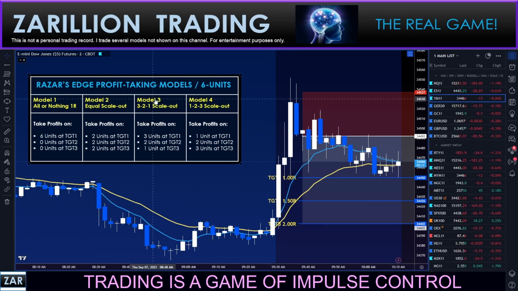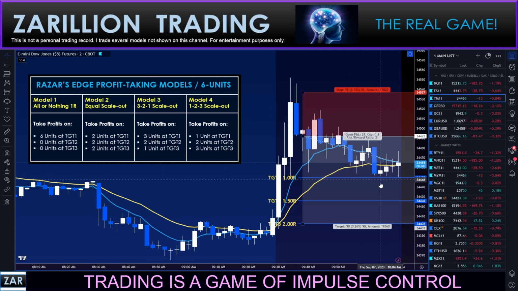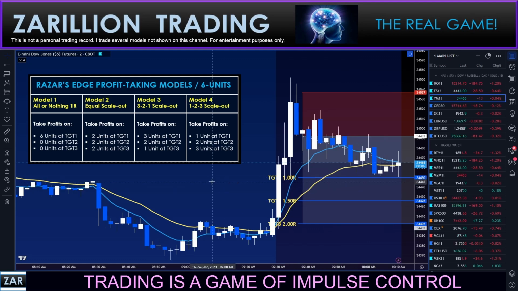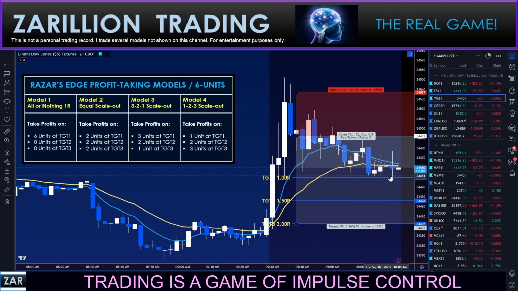The Model 3 trader is a 3-2-1 scale out. They've exited 3 units or half of their position here at target 1. And the Model 4 is the opposite. It's a 1-2-3 scale out, back-ended. So exited 1 position here, or 1 unit I should say of 6.